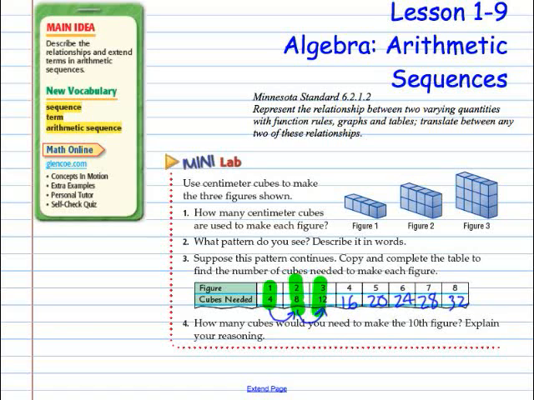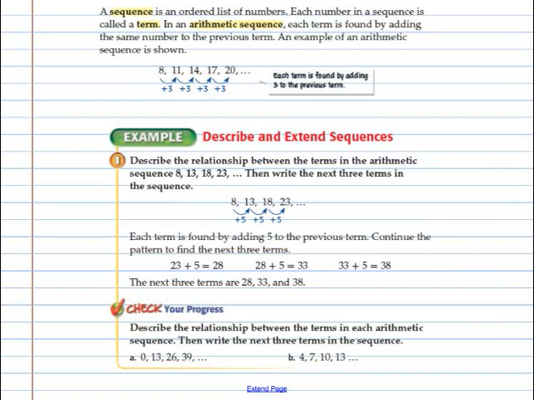Question number 4, how many cubes do you need to make the 10th figure? Well, let's add 2 more here. 9 gives us 36, and 10 would give us 40. So the answer to question number 4 is we need 40 cubes to complete the 10th figure.